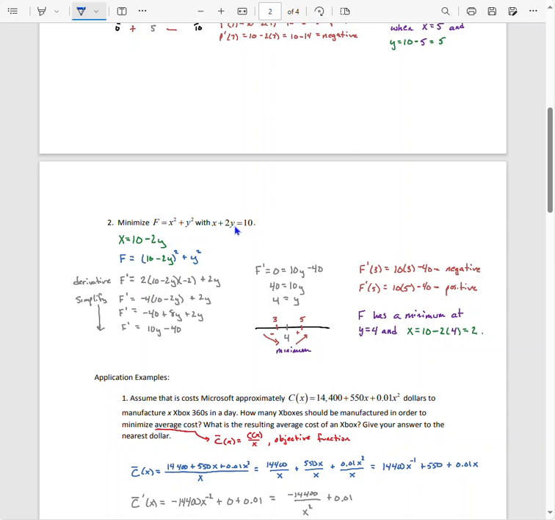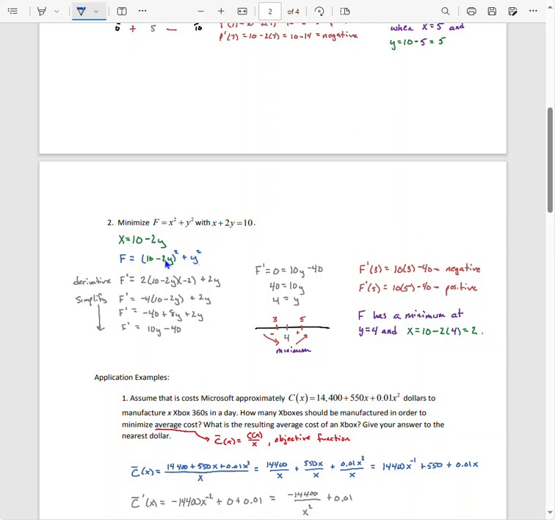The way we get rid of one of them, or substitute or eliminate, I'm going to solve x plus 2y equals 10 for one of the variables. X is the easiest to isolate because I'm just going to subtract 2y from both sides. So now my f equation, f equals x squared. Instead of x, we're going to call it 10 minus 2y all squared plus y squared, finishing the function.